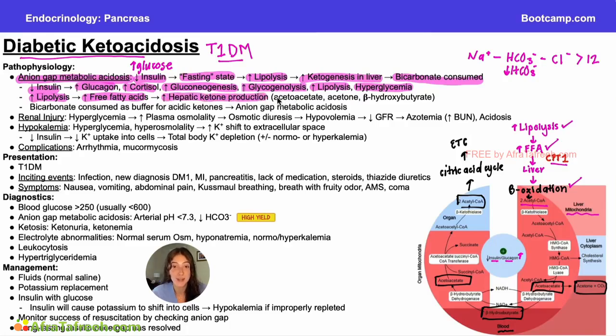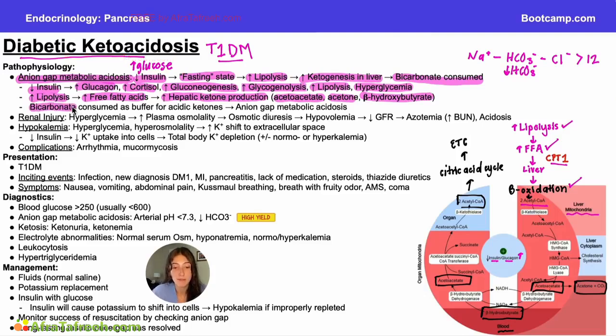Our keto acids, very important to remember their names: acetoacetate, acetone, the one we breathe out, and beta hydroxybutyrate. As these keto acids are in your blood traveling from the liver to their target tissues, this is going to decrease the pH of your blood. These are acids, so they are going to make your blood more acidic.